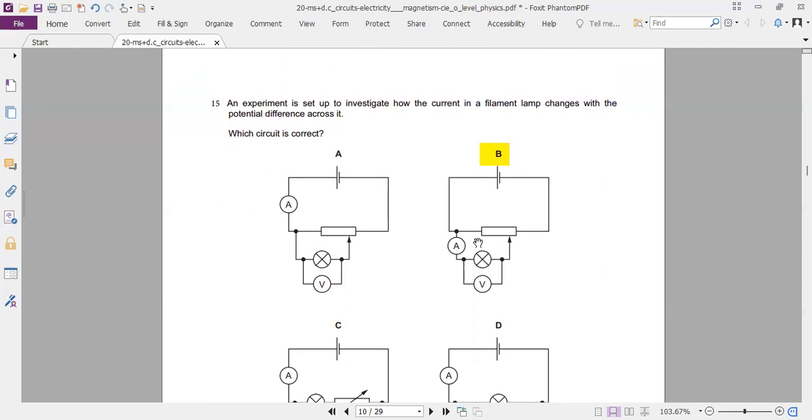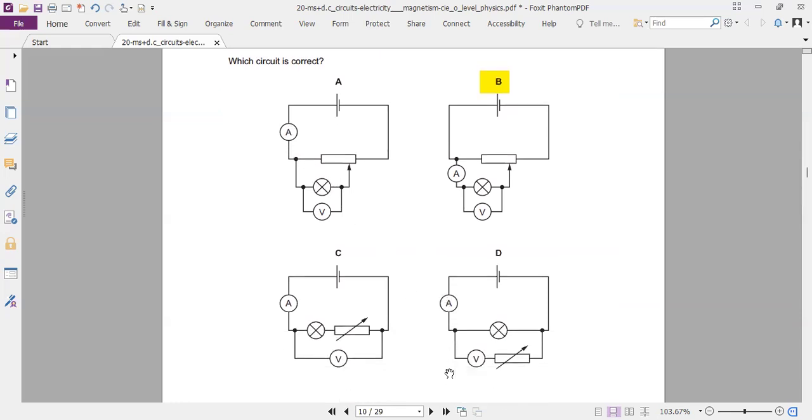Which one is correct to measure potential difference and current across the resistor? So this one, because the V is measuring the potential difference across the light bulb, and A is measuring the current going through the light bulb. The total current will be measured in this one, not the one from the light bulb, and the others are wrong anyway because of the potential difference setup. In this, the voltmeter will actually measure the total potential difference, the total voltage.